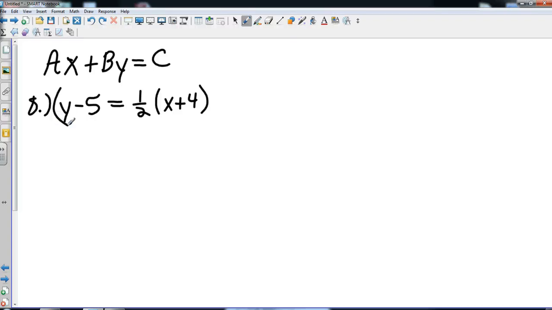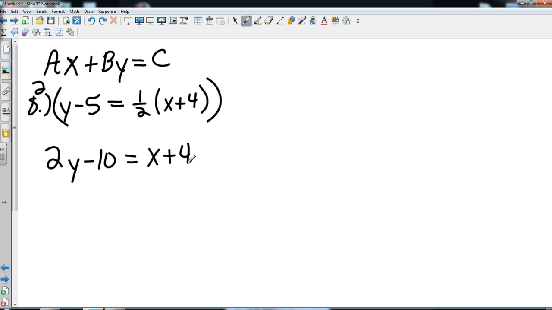Okay, I'm just going to call it 2. So 2 times y is 2y. 2 times negative 5 is, these are not trick questions, 2 times negative 5 is negative 10, okay? Again, I have to multiply everything by 2, not just that side, okay? What's 2 times 1/2? It's 1, so that's gone. That's what we wanted it to do. So that just leaves us with x plus 4.